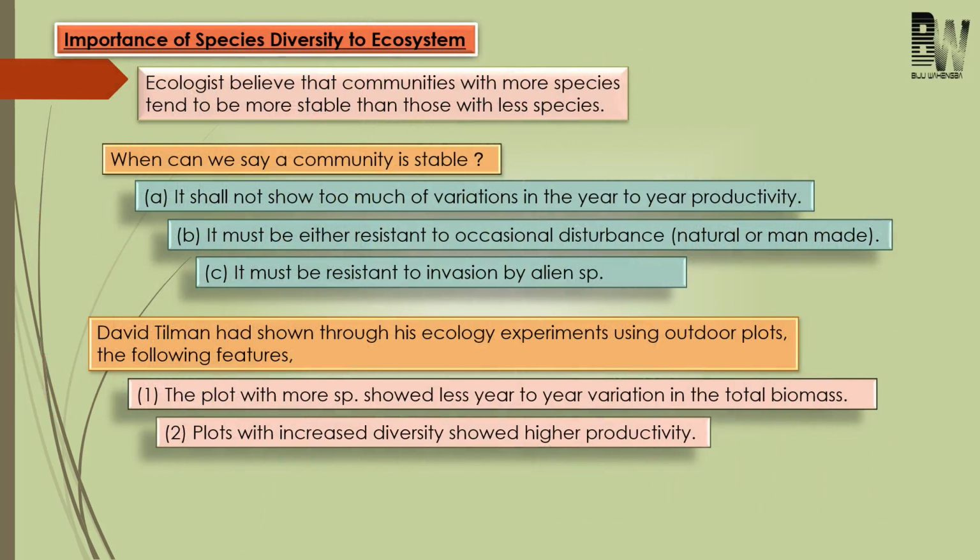Hello students, so coming back to chapter 15, that is biodiversity and conservation. In this class, we will study about the stability of a community, about loss of biodiversity, and about the six extinction one by one. Okay. And from earlier discussion, we also know that species diversity is very much important to the ecosystem, and even ecologists also believe that those communities with more species are more stable as compared to those communities with less species.